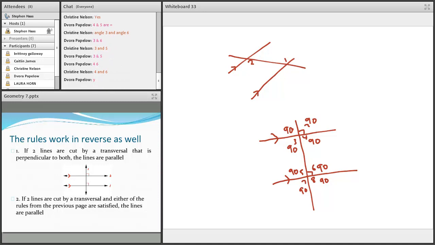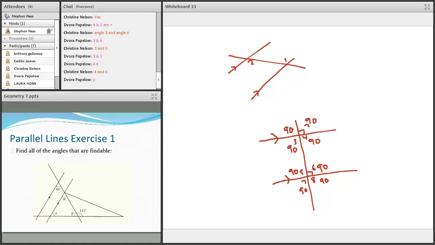So this rule over here, that if 2 lines that are cut by a transversal that's perpendicular to both the lines are parallel, it's really just a corollary to the alternate interior rule that we discussed previously.